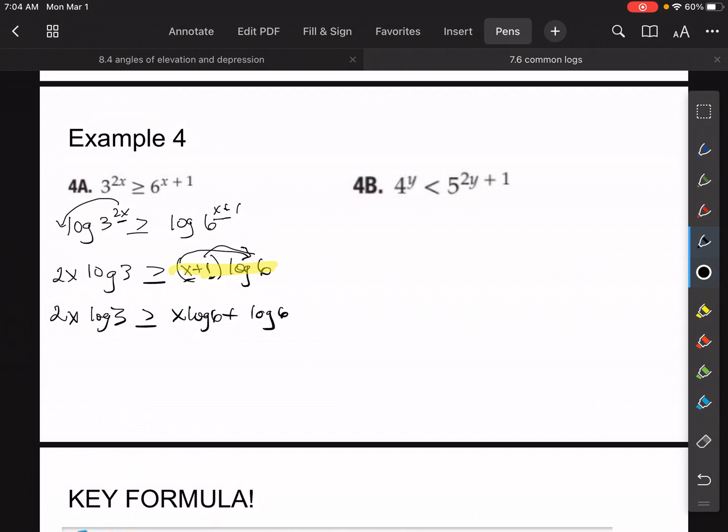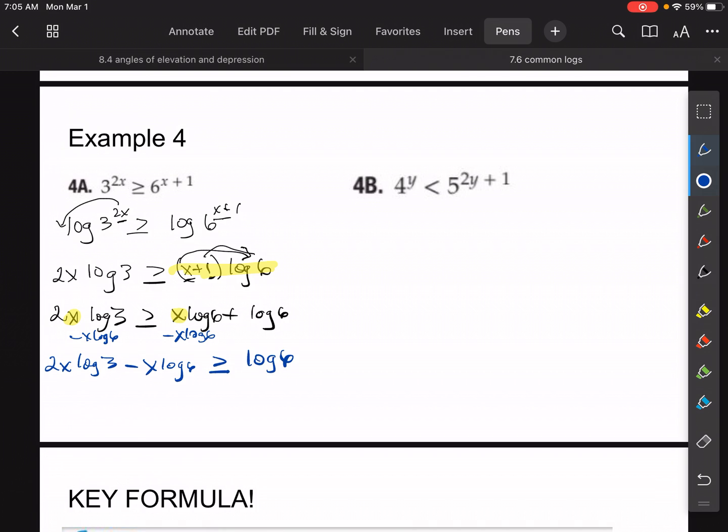Okay, we're trying to isolate the variable here. So we have an x in this term, we have an x in this term. Let's get all the x's to one side. That is a big takeaway. Get all the x's to one side. So now I have 2x log 3, and I'm going to subtract x log 6 from both sides. So just move that whole term over. So I have 2x log 3 minus x log 6 is greater than or equal to log 6.